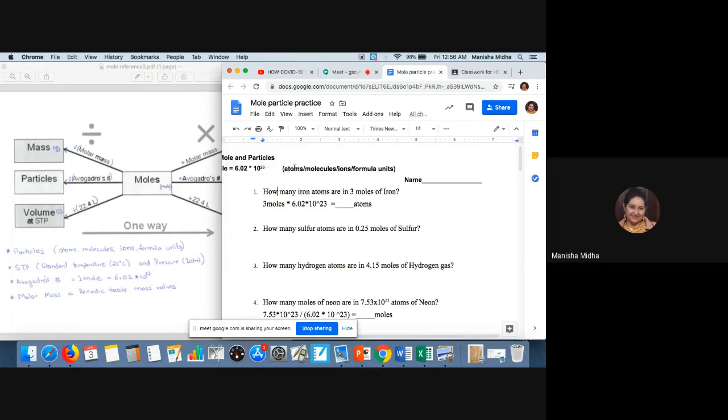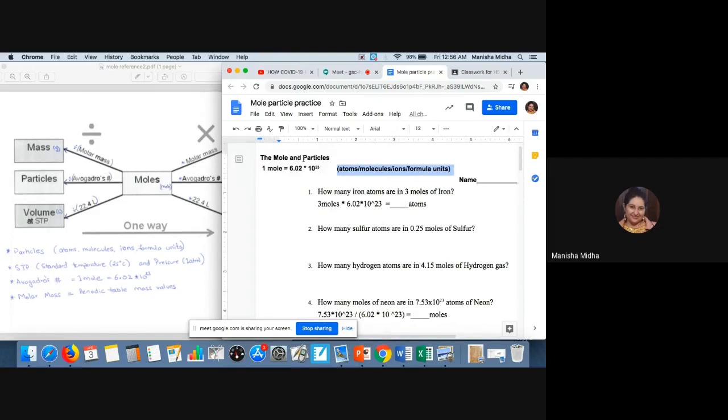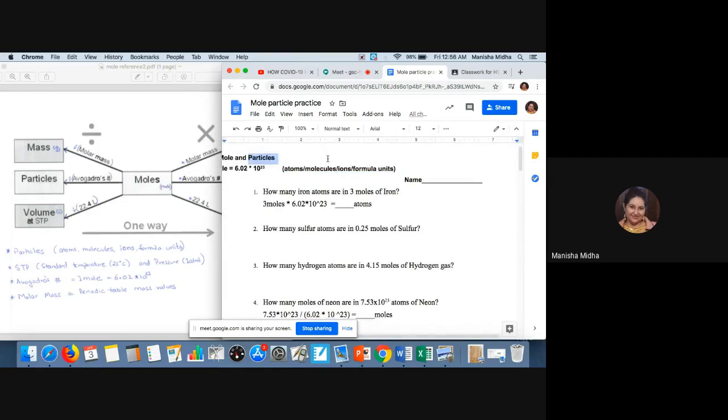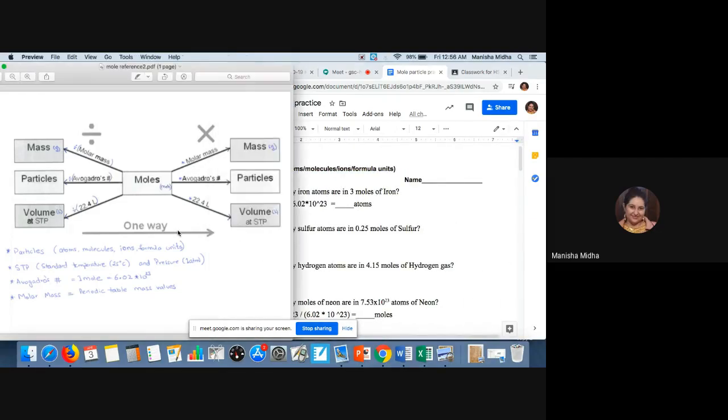What? It could be atoms, it could be molecules, it could be ions, it could be formula units, or anything. These words you will find in the questions. Anytime you see these words, they all represent particles. Okay, so now I'm going to introduce the reference sheet quickly. You have three different words: mass, which is measured in grams, particles, and the volume, which is measured in liters. And in the middle of it, it's moles.